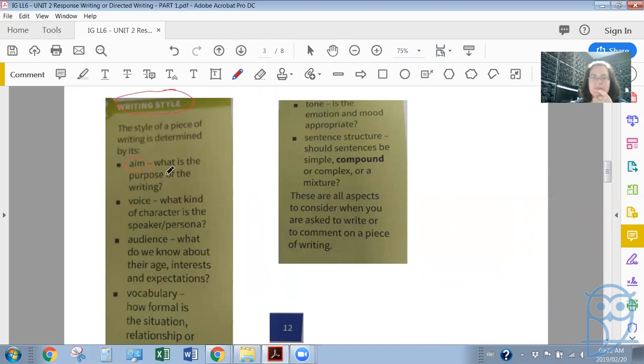So what is the purpose of the writing? We've explored that now with this article. The voice. What kind of character is the speaker or the persona, depending on the piece of writing you were given?